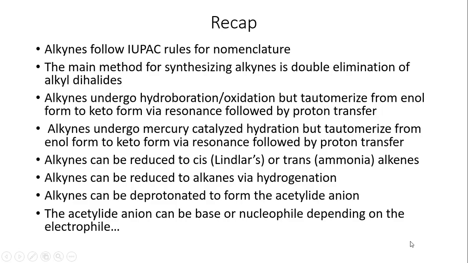All right, so here's a recap of what we talked about. So we talked about naming alkynes, and we said they follow the same IUPAC rules for nomenclature as alkanes and alkenes. And we talked about the main method for synthesizing alkynes being a double elimination. You can do hydroboration on alkynes, or you can do mercury catalyzed hydration on alkynes. And when you do that, you get the enol form, which then tautomerizes.